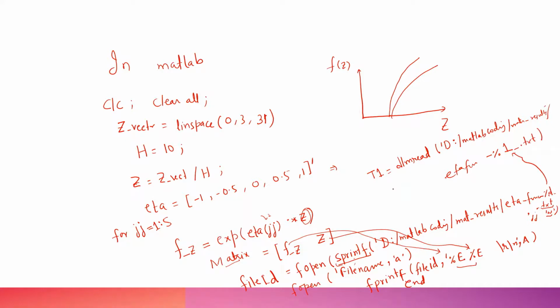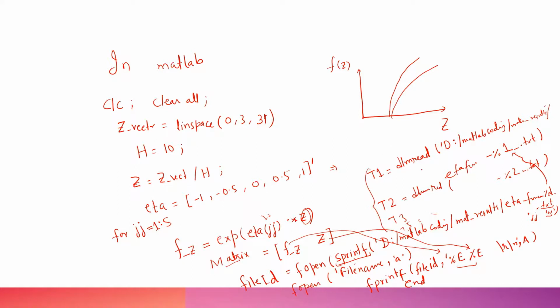Okay, similarly again it would come for T2, and it would have dlmread, same where it would just take %d, 2.txt file. Similarly, T3 and up to T5, it will read all the values T1, T2, T3, T4 and T5 corresponding to each eta value.